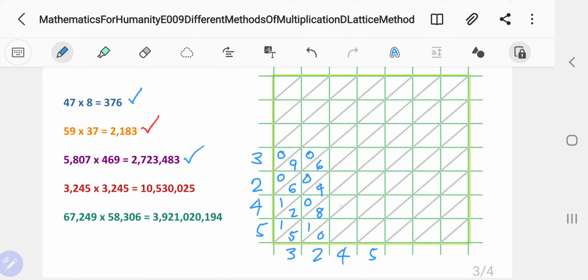And then 3 times 4 would be 12. 2 times 4 would be 8. 4 times 4 would be 16. 5 times 4 would be 20. And then 5 times 3 would be 15. 2 times 5 would be 10. 4 times 5 would be 20. 5 times 5 would be 25.